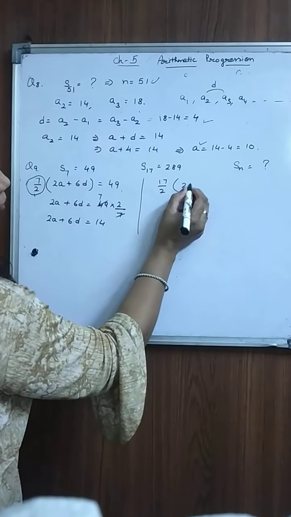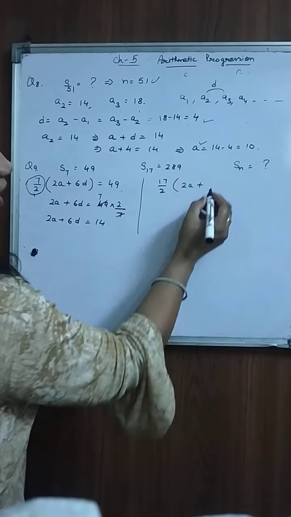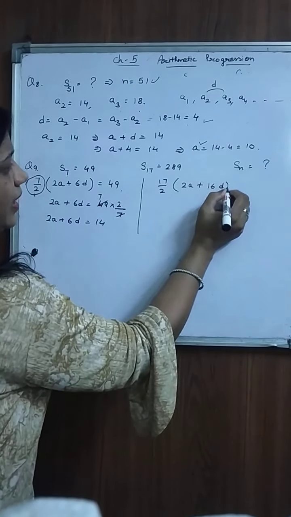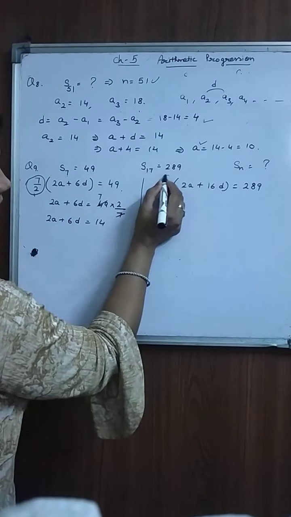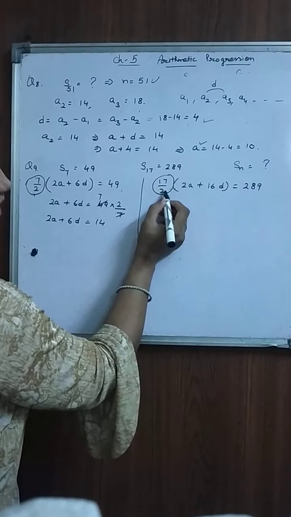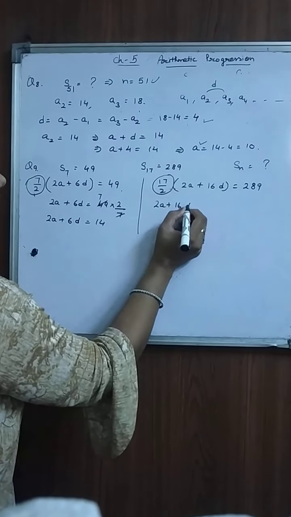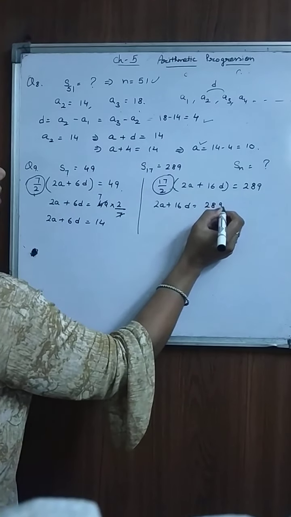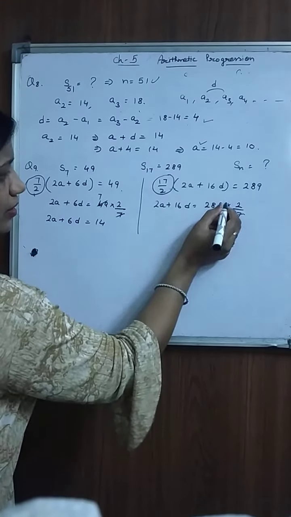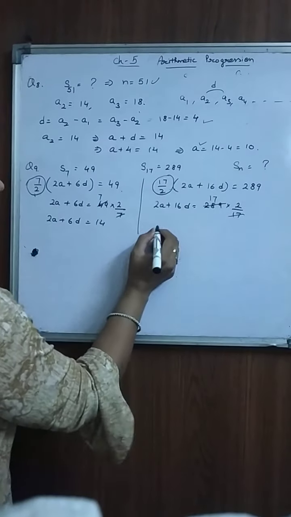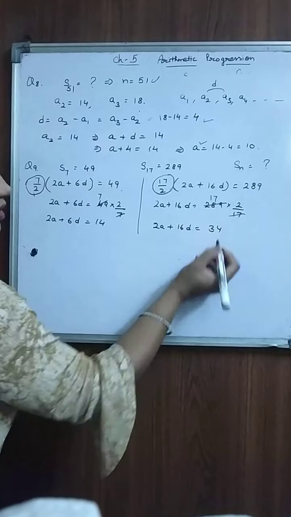N by 2 into 2a plus n minus 1, 17 minus 1, 16d equal to 289. If we take this term in the multiplication here, let's take it on that side. It will be the reciprocal. So 289 into 2 by 17. If we solve it, this will be cancelled by 17. We have got 2a plus 16d equal to 34.